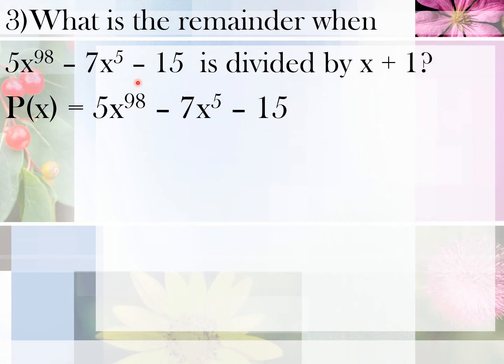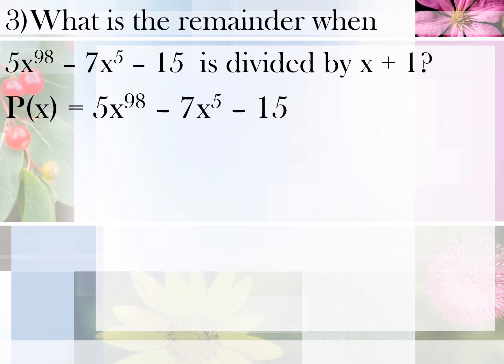Now, let's have example number 3. What is the remainder when 5x raised to 98 minus 7x raised to 5 minus 15 is divided by x plus 1? In this problem, mas advisable na gamitin yung p of x. Kasi nga naman, 98 yung exponent natin. Alangan naman na magsulat tayo ng coefficient simula 98 pababa hanggang constant. So, sobrang dami. Kaya kunin na lang natin yung additive inverse ng ating x plus 1 or yung positive 1 para maging value of x natin.